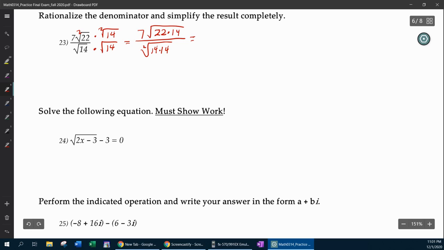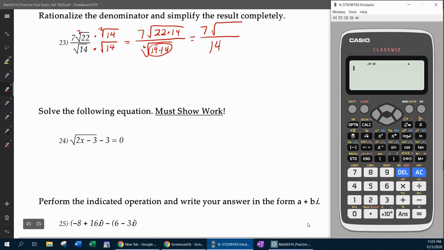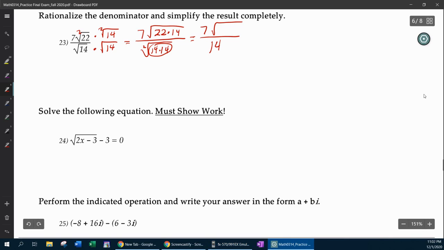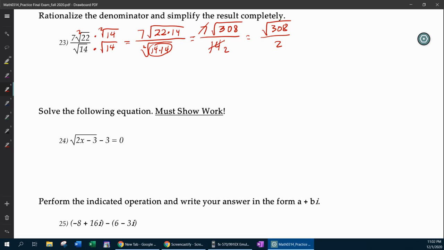And remember that an index of 2 says that you need 2 of a kind to bring something out. So the square root of 14 times 14 is just 14. And the square root of 22 times 14, I need to know what that is. 22 times 14 is 308. And now notice that the 7 and the 14 can reduce. 7 goes into 14 2 times. That's going to be square root of 308 over 2. And that would be the final answer unless the 308 can break down further.